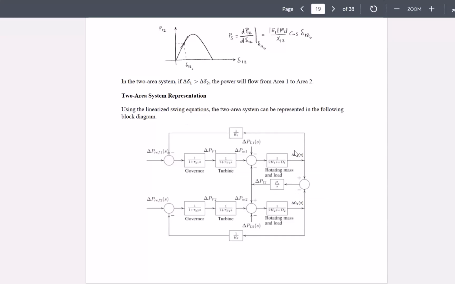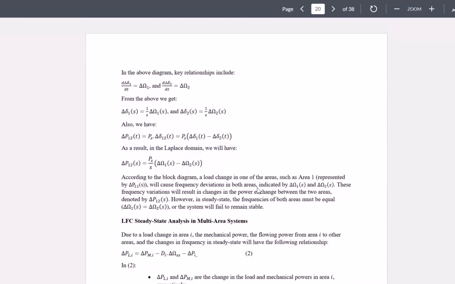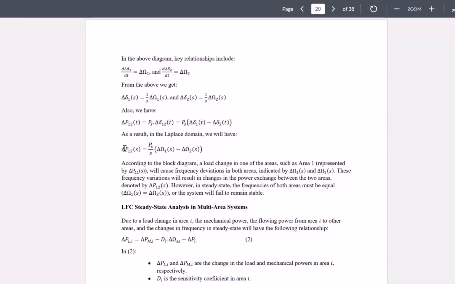So there is a change in frequency in area 1, there is a change in frequency in area 2, and all of these together would be representing delta P12, which is the change of power from area 1 to area number 2. All right, so if you look at this, basically you can come up with delta P12 over S, which would be Ps over S times delta omega 1 minus delta omega 2 under Laplace transformation.